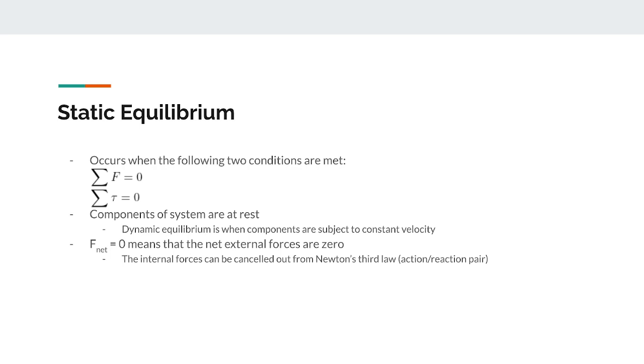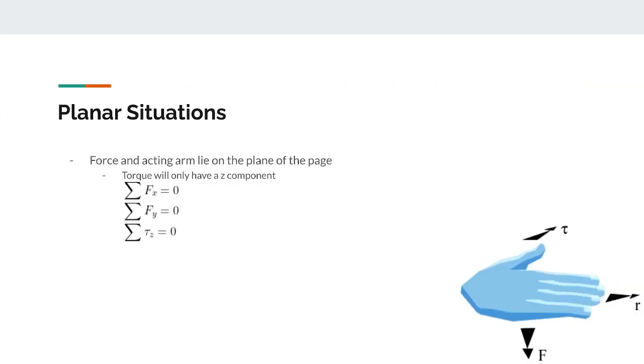Remember that our net external forces are also going to be equal to 0, and our internal forces can actually be cancelled out based on Newton's third law, which is basically action and reaction. So for planar situations, this isn't actually tested too much. I don't think it's ever been tested on a recent F equals MA test, but it's just nice to know.